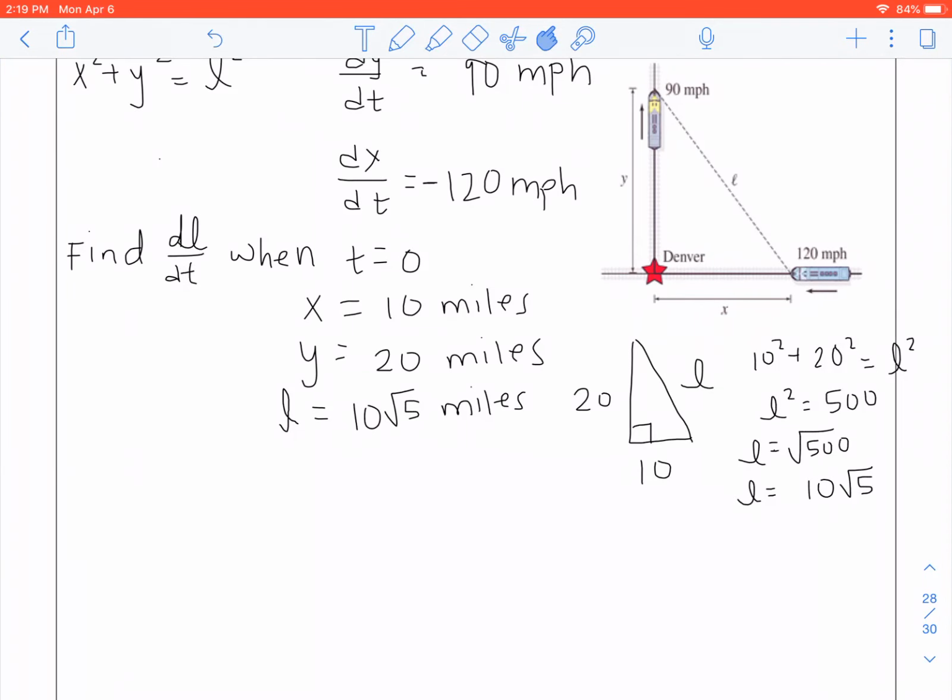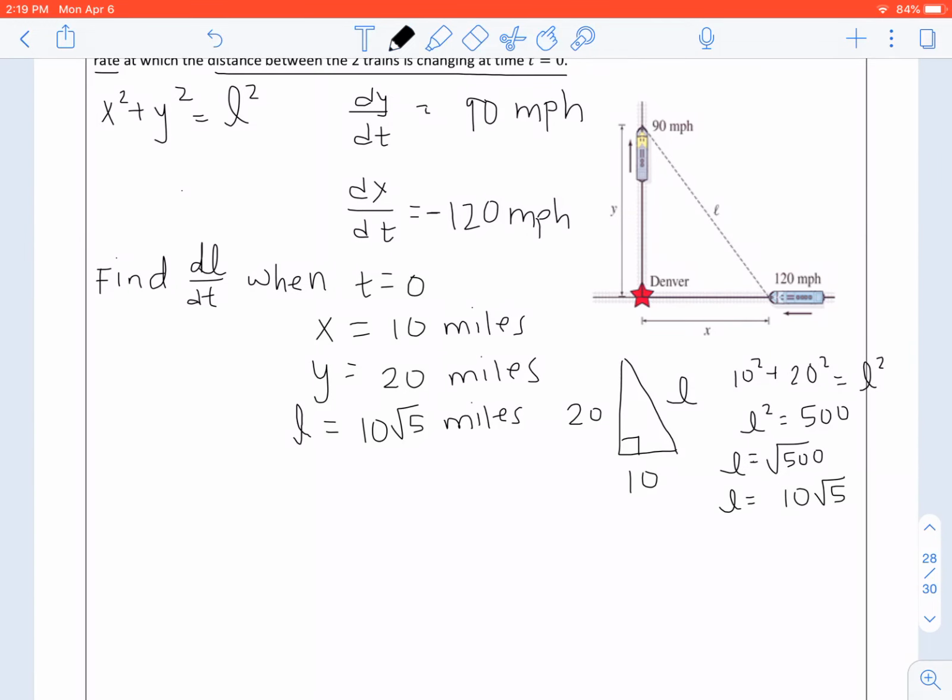So the next thing we need to do is take a derivative of our formula in order to get those rates involved. Our formula up above is x squared plus y squared equals L squared. Nothing is constant. Everything is a variable. Everything's changing as time elapses. So taking a derivative of x squared with respect to t becomes 2x dx/dt, plus the derivative of y squared with respect to t becomes 2y dy/dt, equals the derivative of L squared with respect to t, which becomes 2L dL/dt.